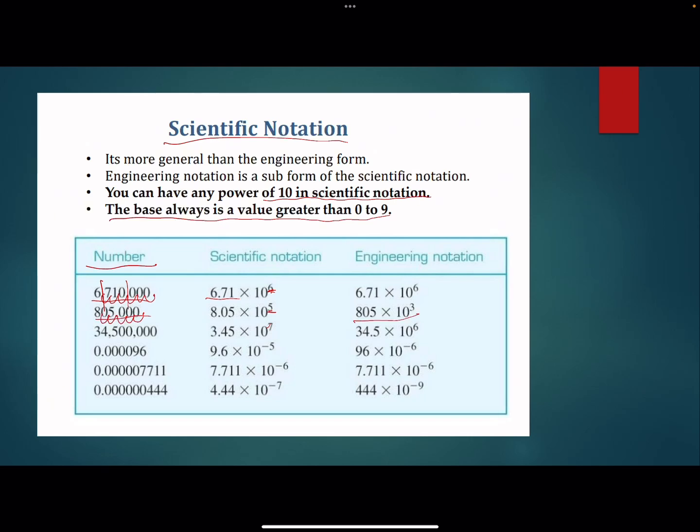But for engineering notation, it's 10 to a multiple of 3. So 5 is close to 3, but we can also convert that to 6. But then the base number will be 0.8505, so 0.8505 times 10 to the 6.